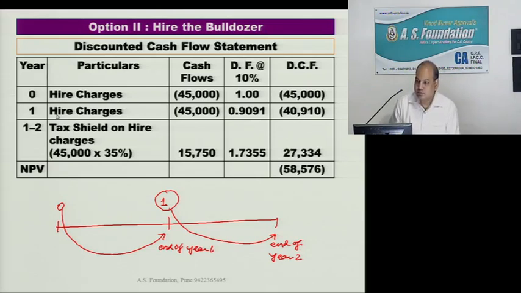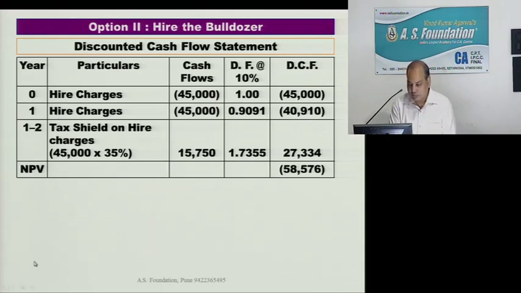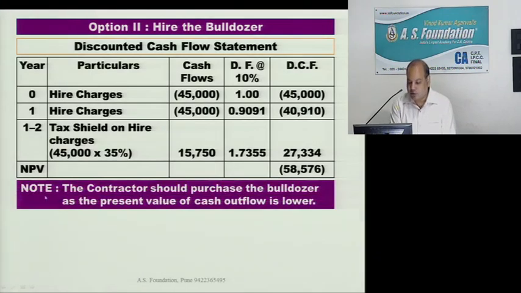58576. Check the answer. Compare the two answers. Which is lower? First answer is lower. So write decision. Decision will be the contractor should purchase the bulldozer.